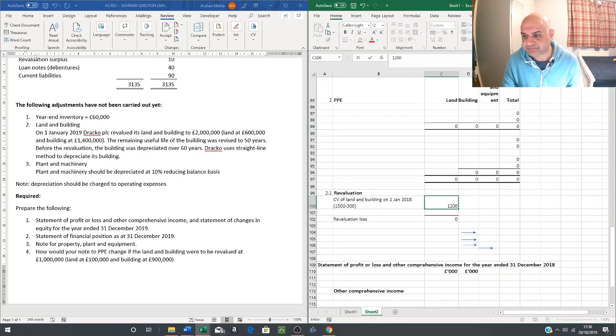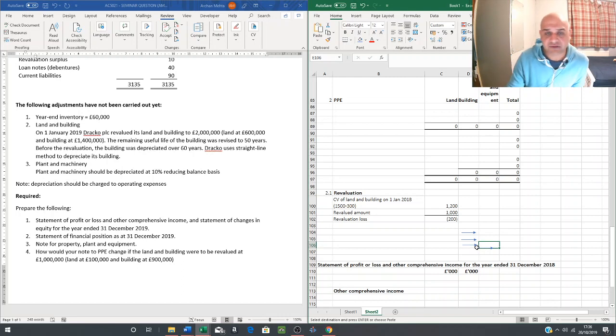1200. Okay, and then the revalued amount is 1000 in this case, and that gives us a revaluation loss of 200. Okay, now how are you going to account for the loss? The standard says that if there is a revaluation loss, it should go to the statement of profit or loss right off straight away instead of going to revaluation surplus.